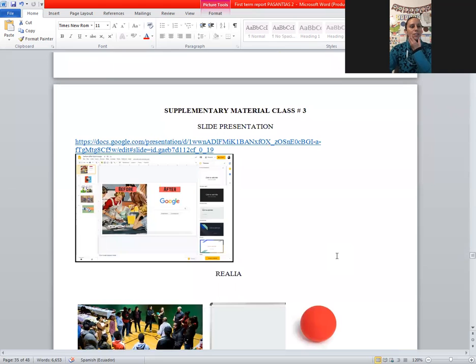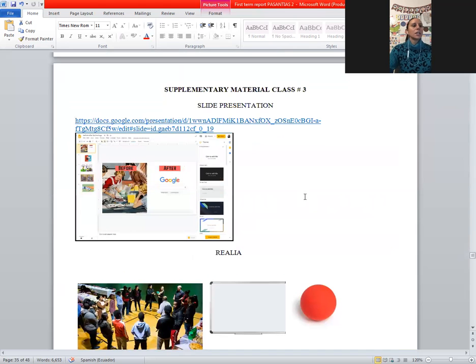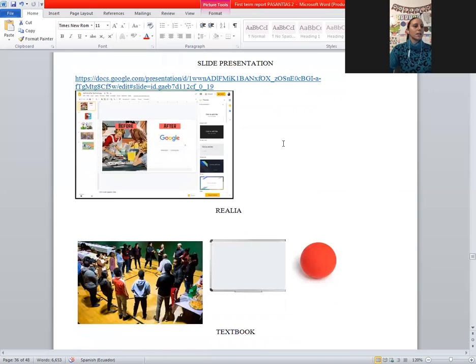And here I have the materials that I'm going to be using. Like I said, I'm going to be using a slide presentation, a short presentation about technology before and after. They will need to look at the images and tell me what they see, if they have an idea, how technology was before and how it is nowadays.